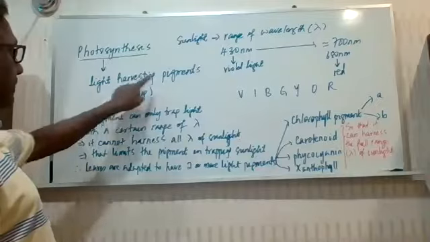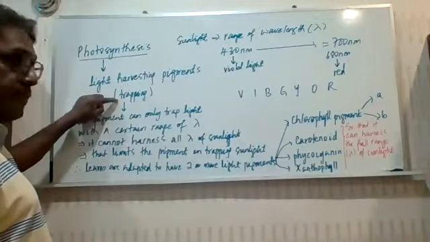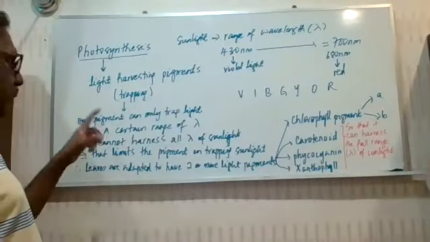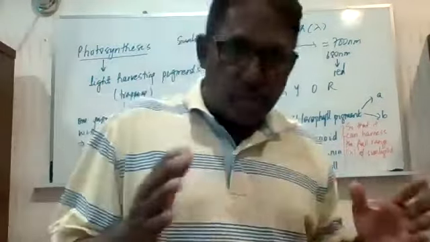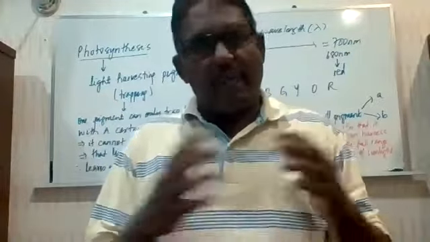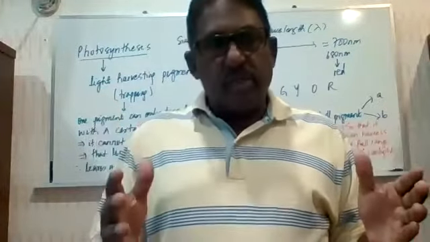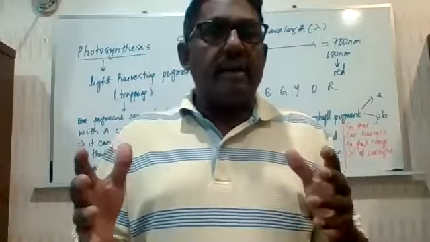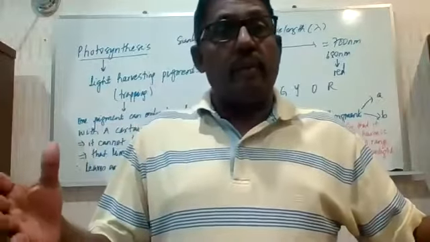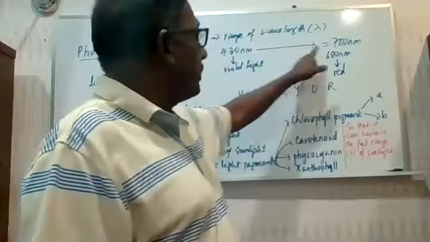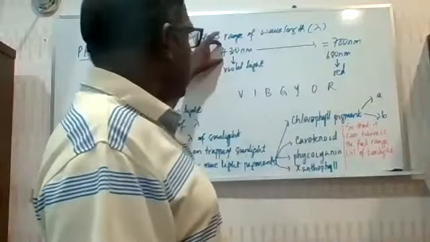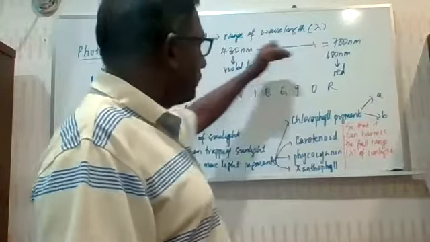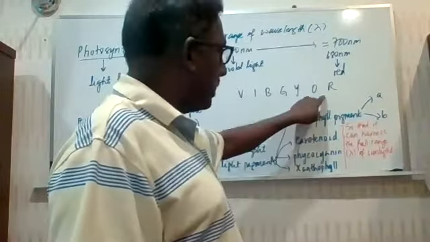Light harvesting pigments are also known as light trapping pigments. Each pigment can only trap light within a certain range of wavelength, lambda. This is a limitation of the pigment, because sunlight comes in a very wide range of wavelengths, somewhere around 430 nanometers to about 700 nanometers, which ranges from violet light up to red light, which I've already put in sequence and order.